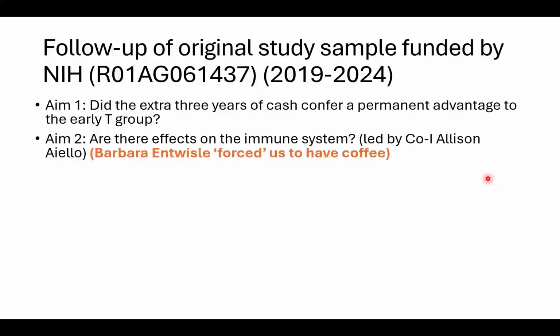And then the second question was, are there any effects on the immune system? And now this is where I want to talk about why this is such a CPC research project, because actually Barbara, in her infinite wisdom, decided that she was going to take these pairs of fellows who she thought ought to be working together.